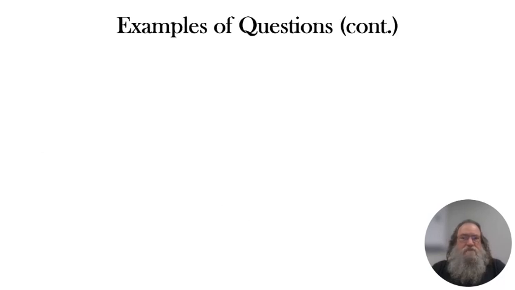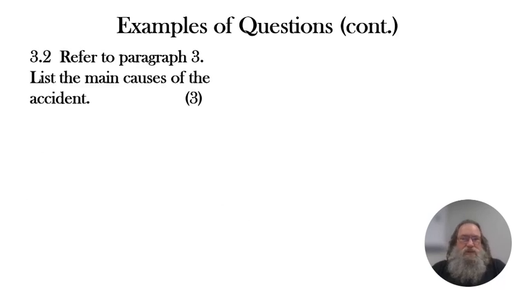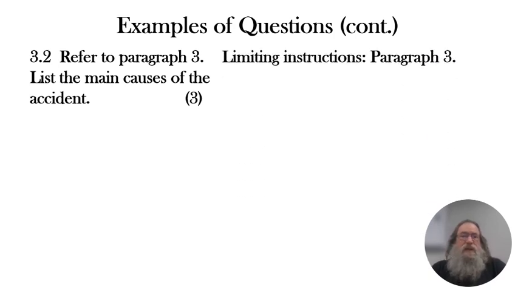Let's take another one. Also examples of questions, and we've got here, refer to paragraph 3, and it says list the main causes of the accident. That is a fairly tangled question. First, we have that limiting instruction, refer to paragraph 3. Okay, and then you have the task word, which is list. And that should be fairly easy.